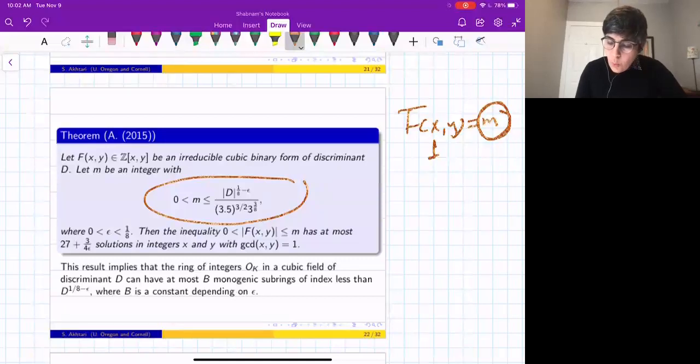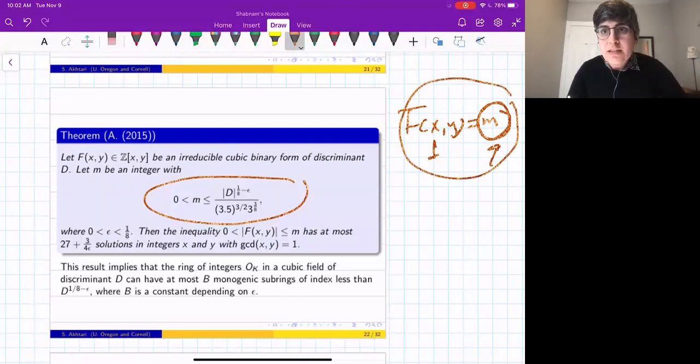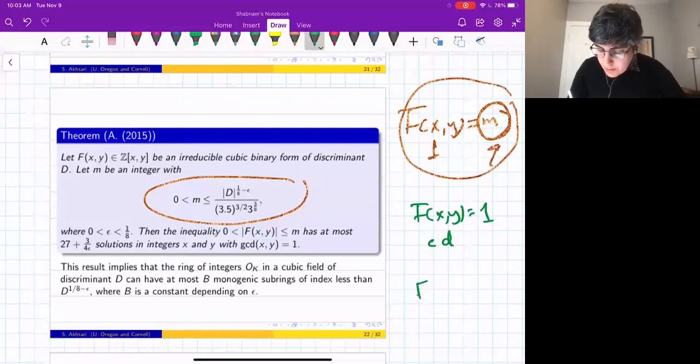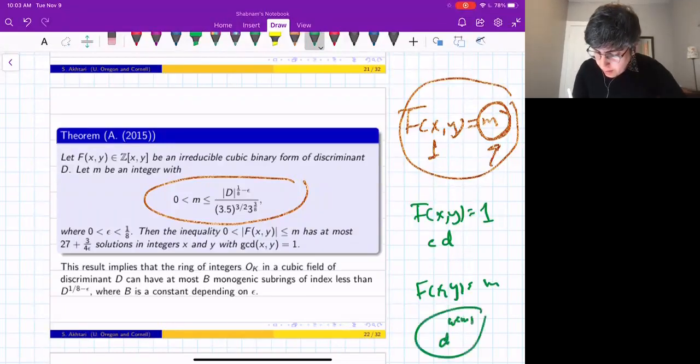then you don't have to factor in the prime factors of m. You can have an upper bound for the number of solutions to this equation that only depends on the degree and not the prime factors of m. Remember, in the Bombieri and Schmidt case, f(x, y) = m had C times d solutions at most, but then for general m, we had to have d to the omega of m coming in.